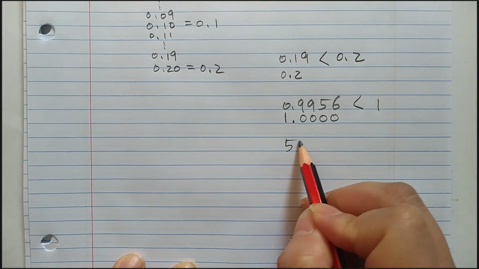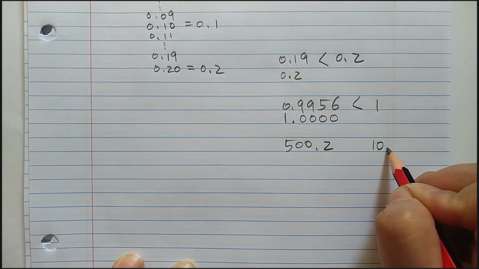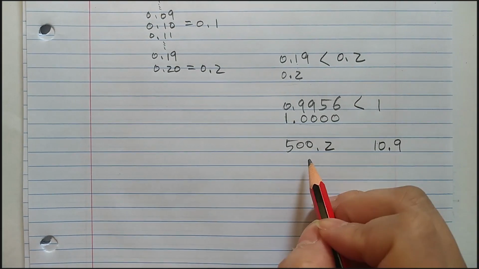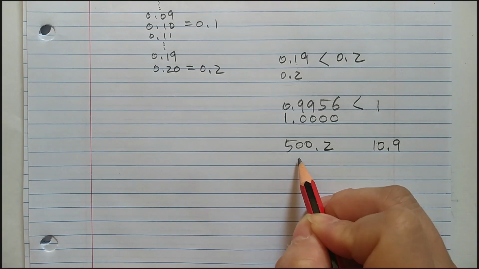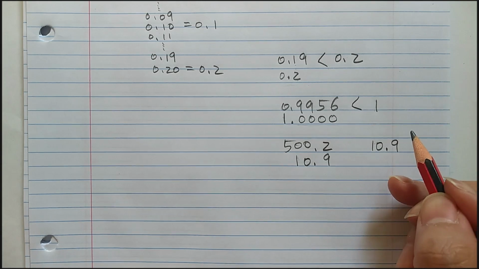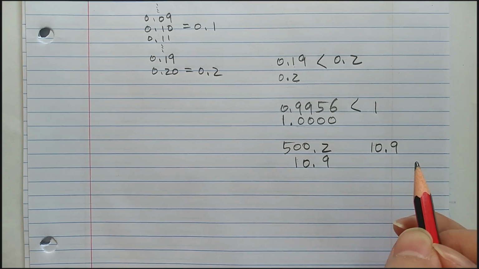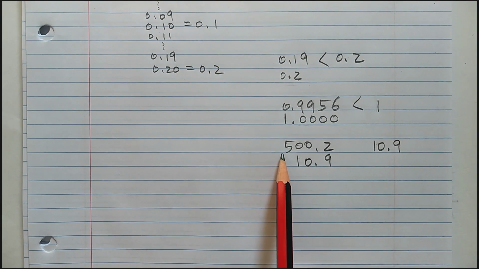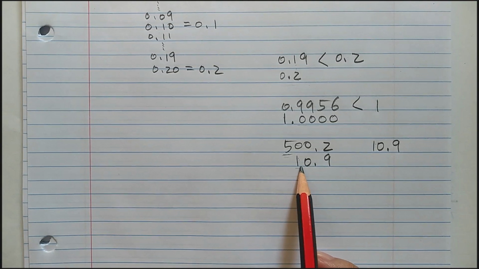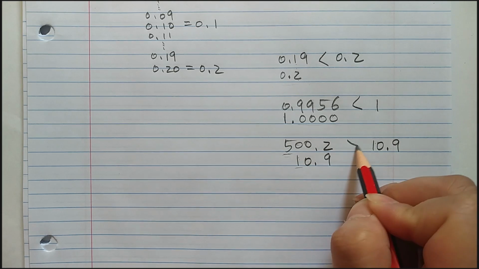Let's compare 500.2 with 10.9. Which one is bigger? Let's stack up the numbers. 10.9. Well, 9 is bigger than 2, but look at these numbers. 500 is much bigger than 10. So again, compare from the leftmost digit. The place value of 5 here is 100, and this is 10. So 500.2 is bigger than 10.9.